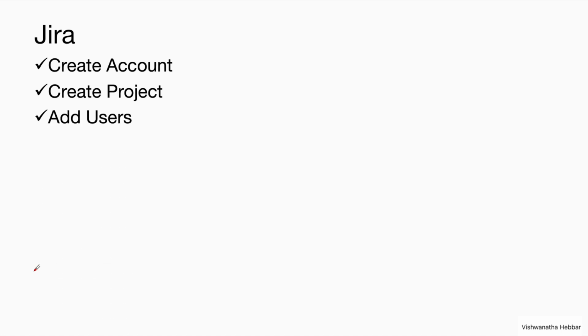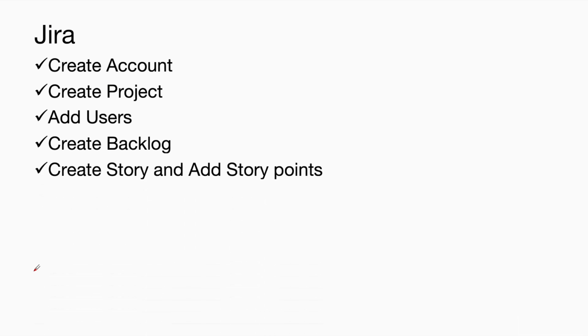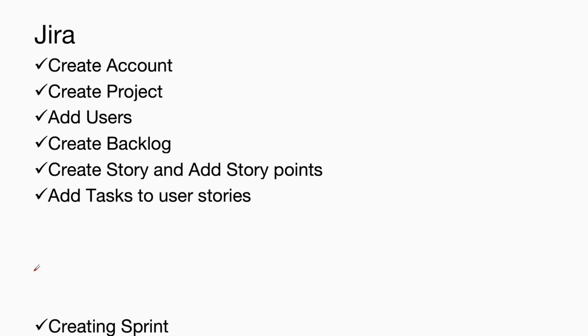In Jira, we will be looking into creating an account and creating a project, adding users to Jira, and creating a backlog. We will be creating a user story and we will add the story point. Story point is added based on the complexity of the story, right? And we will add the tasks for each of the user stories. We will be creating a sprint.